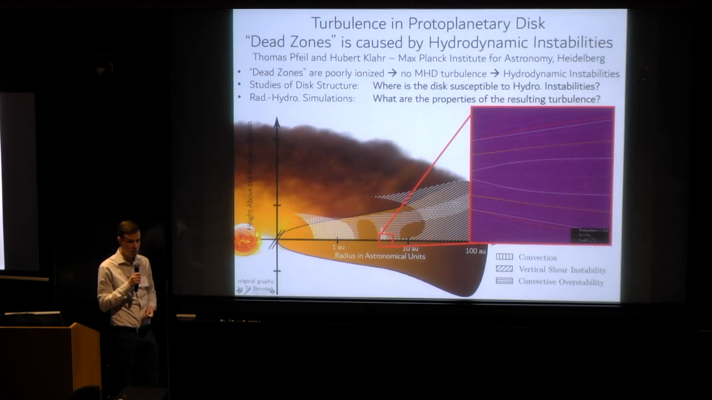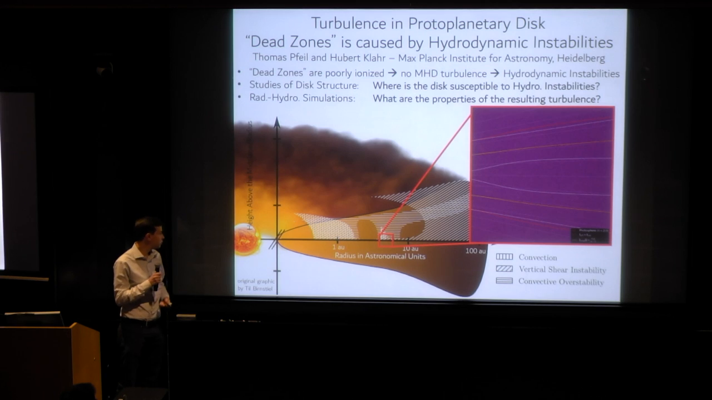I'm from Heidelberg. I'm a student there at the Max Planck Institute for Astronomy, working with Hubert Klar. And we're focusing our work on turbulence and protoplanetary disks, especially in protoplanetary disk dead zones. And we're interested in turbulence in general in these disks because turbulence leads to the transport of angular momentum and therefore enables mass accretion onto the central star, which is shown here in this little cartoon.